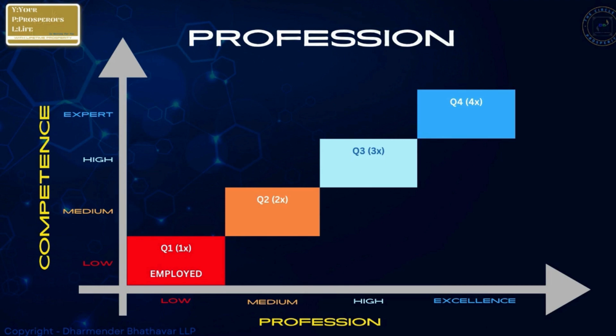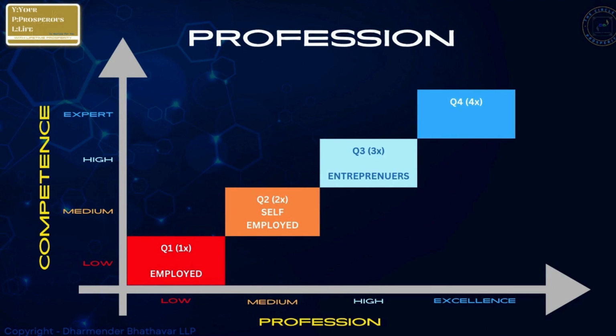Your competency level is low, and hence professionally you are in the first quadrant. When it comes to the second quadrant, your competency level is a bit medium, and hence your professional level is also medium. So we can consider the self-employed people in quadrant 2. In quadrant 3, we consider entrepreneurs, because entrepreneurs are people who are solving one or two problems that are major.